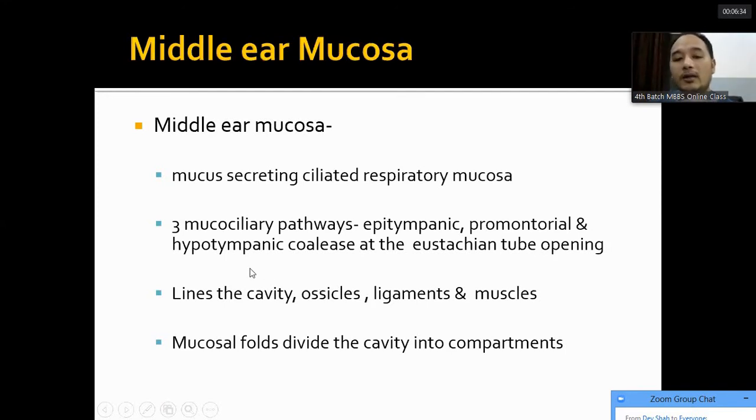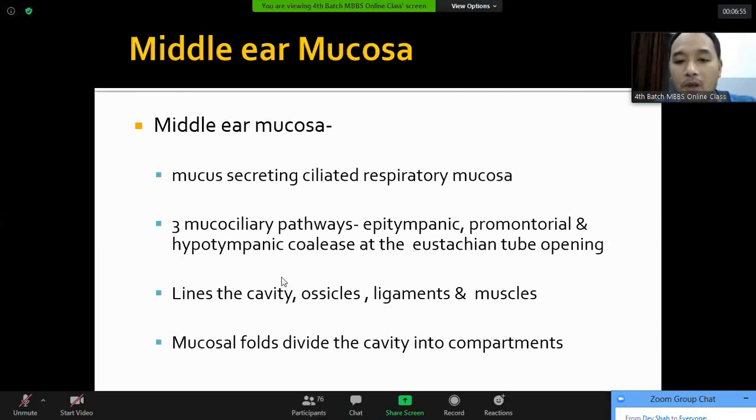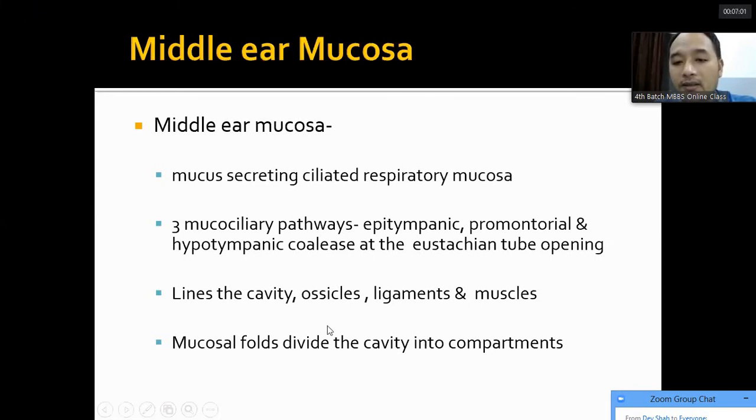In all these pathways, the cilia beat towards the opening of the Eustachian tube, forcing the mucus drainage towards the Eustachian tube. And from the Eustachian tube, it comes to the nasopharynx. This is the cleaning mechanism of the middle ear by the middle ear mucosa lined by the respiratory mucosa. And this mucosa also wraps the ossicles, the ligaments, all the cavities, and all the muscles in the middle ear. All the contents of the middle ear are lined by this mucosa. It forms different folds, dividing the middle ear into different cavities or compartments.